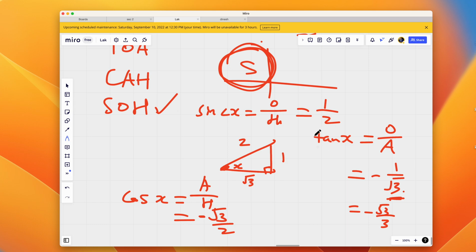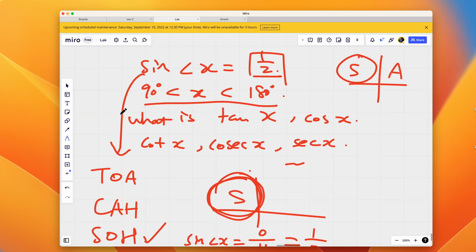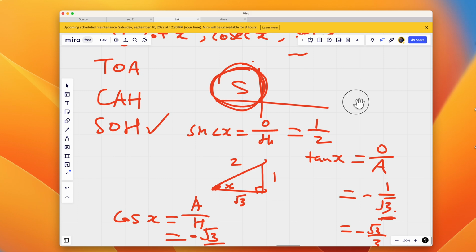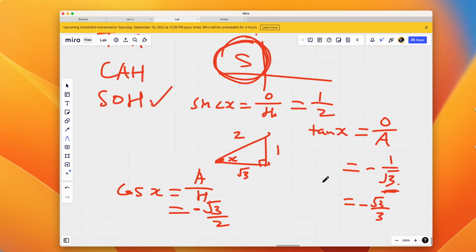So what if I give you the range, instead of 90 to 180, I give you 0 to 90? How will the sign be different? Actually it's the A region, not the S region already, right? So tangent is positive, cosine is positive. So you know how it works now?